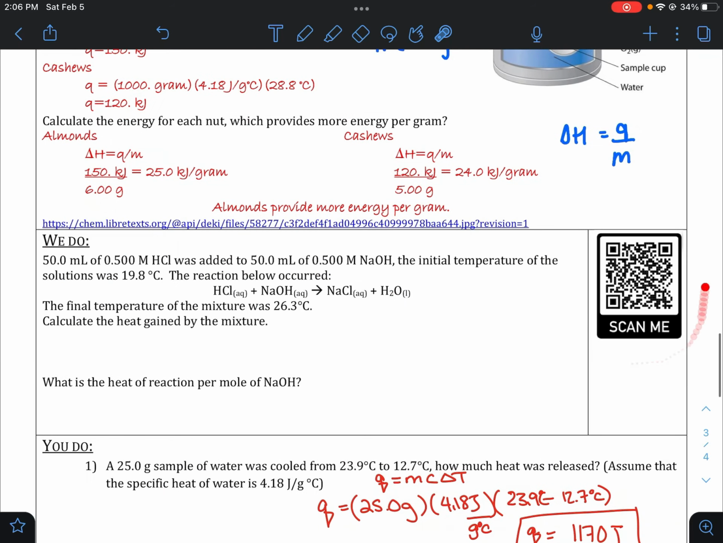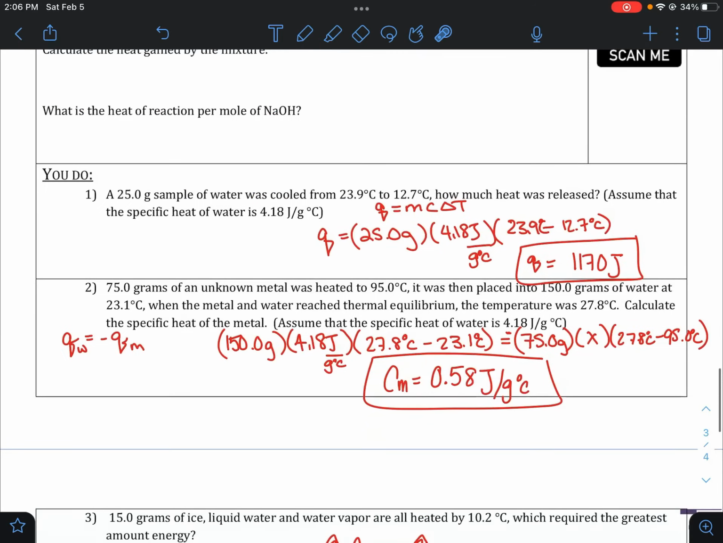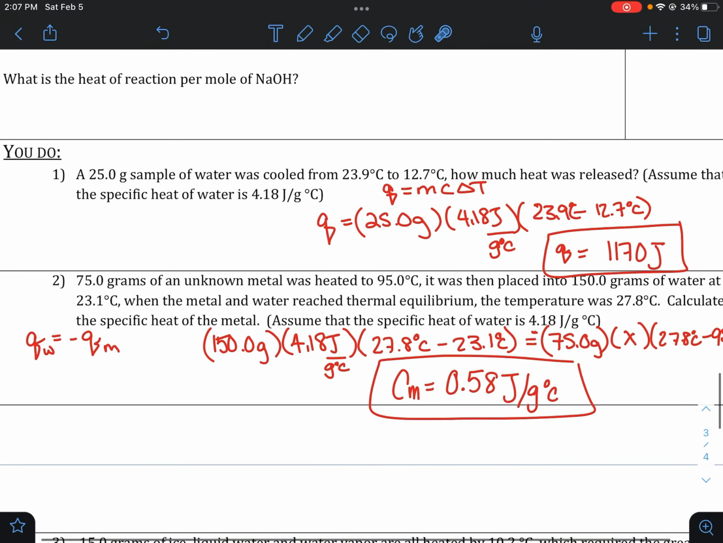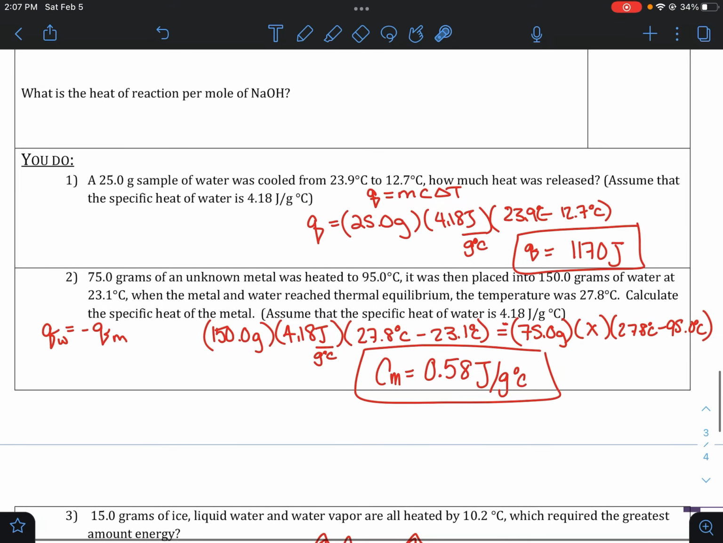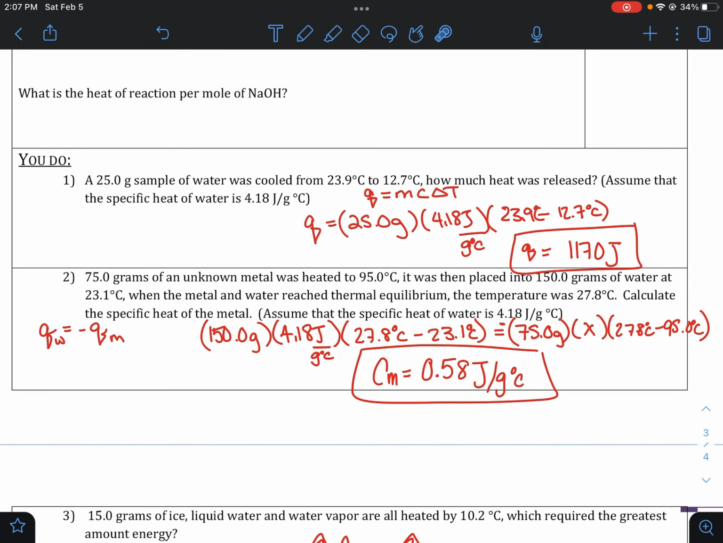Please make sure you're doing the we do problem, and then we'll jump on down to the you do's. Okay, so it says a 25 gram sample of water was cooled from 23.9 to 12.7. So again, T final, that was your initial. How much heat was released? Assume that the specific heat capacity of water is what is given to you.